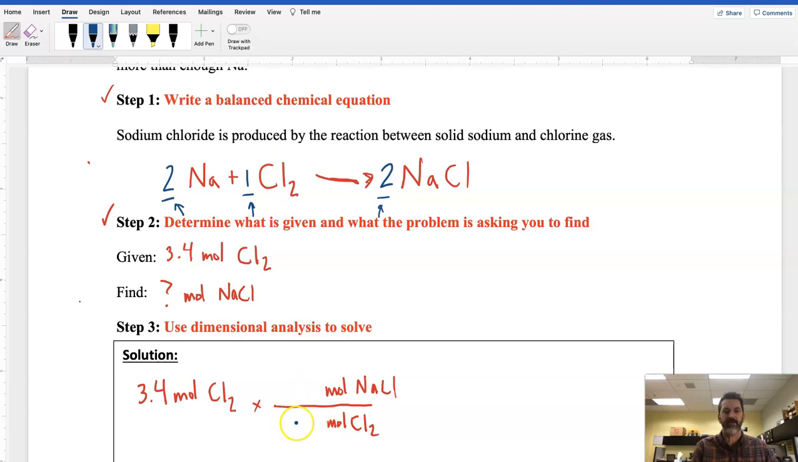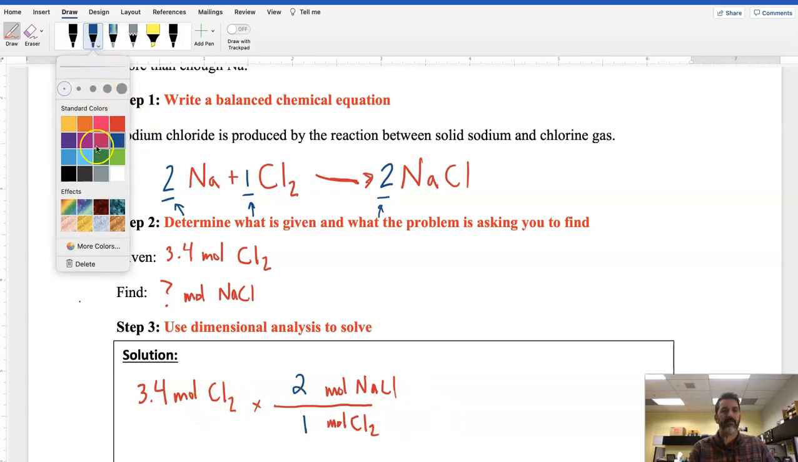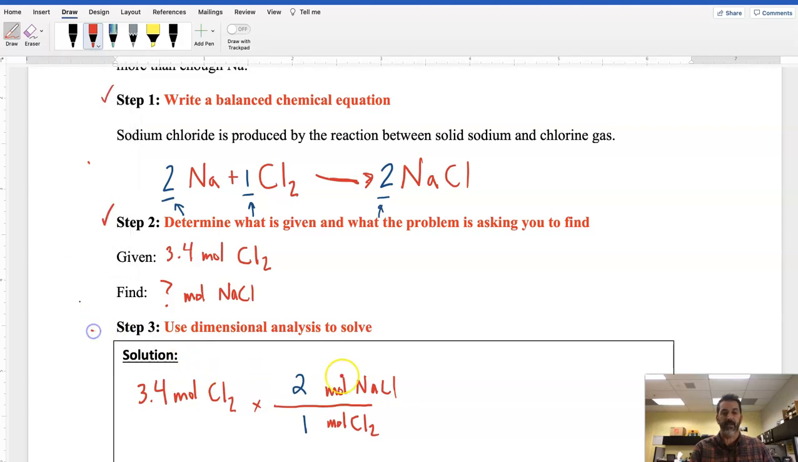So I just write the coefficients in here. So the coefficient of 1, because it says 1 chlorine, and then sodium chloride, the coefficient of 2, so that's 2 moles. And that is stoichiometry in a nutshell. Just using the balanced equation as a ratio, as a mole ratio, as a recipe. So 3.4 times 2, I don't even really need a calculator for this. I get 6.8 moles of sodium chloride. Okay, and what I should also do is I should cancel out my moles of chlorine.